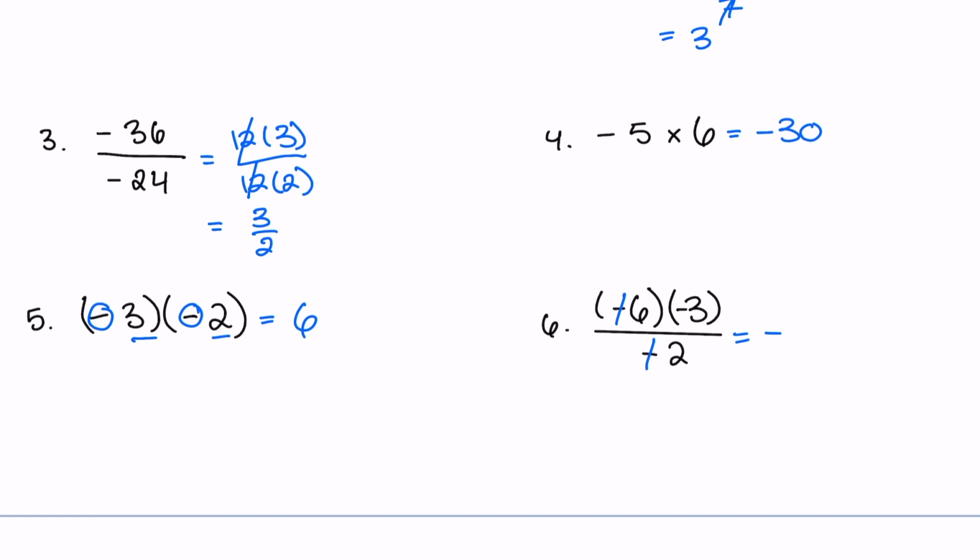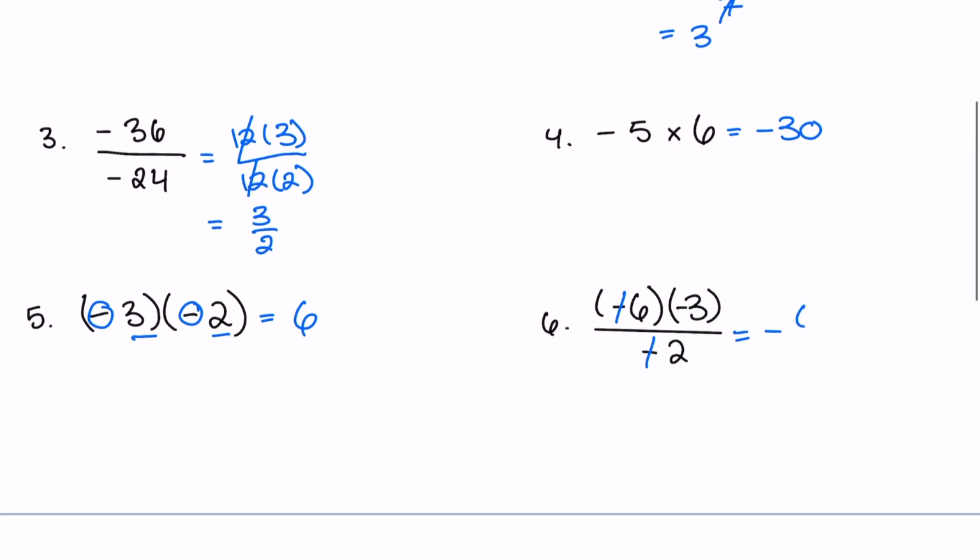Now, 6 can be rewritten as 2 times 3. So we can do that now. And that is good for us because now the 2 in the numerator can cancel out with the 2 in the denominator. And so what we're left with is negative, and then 3 times 3 all over 1. If it's over 1, you don't need to write the 1 in the denominator. So 3 times 3 is 9, and so our answer is negative 9. And that's how you do that question.